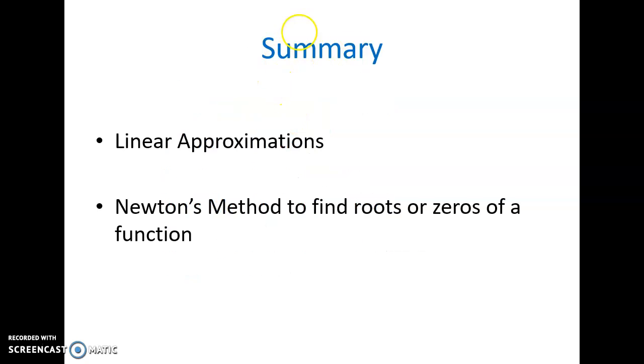And what we have studied in the first video lecture of week 7 are two applications of the derivative: one is linear approximation, and another is Newton's method to find the roots or the zeros of a function. The next part we will take up is the second part of week number 7.